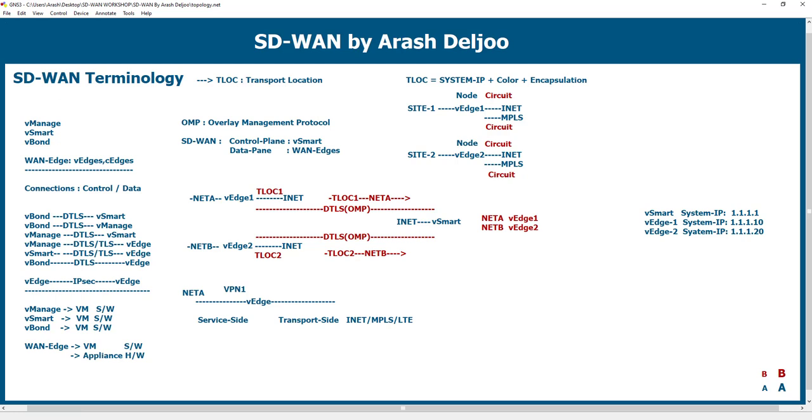The identifier of every circuit is the TLOC. We don't use an IP address for this circuit. We use TLOC. For example, we have here two TLOCs. TLOC 1 is the identifier of the internet connection of WAN edge 1 of site 1, and TLOC 2 is the unique identifier of the MPLS circuit of WAN edge 1 in site 1. And also we have TLOC 3, the unique identifier of the internet circuit of WAN edge 2 in site 2. And also TLOC 4.